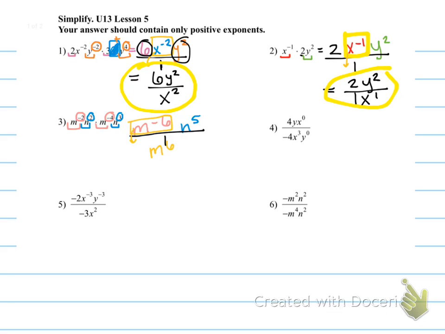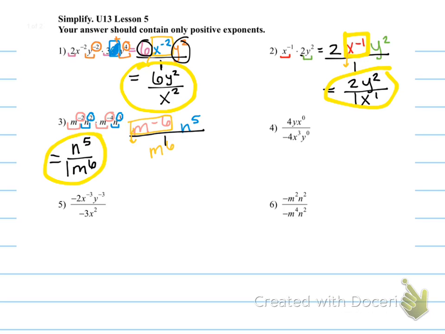So my final answer, I've got an n to the 5th on top, and I've got m to the 6th on the bottom. So again, you can put that 1 there, but you don't necessarily have to. So that's our final answer for number 3.